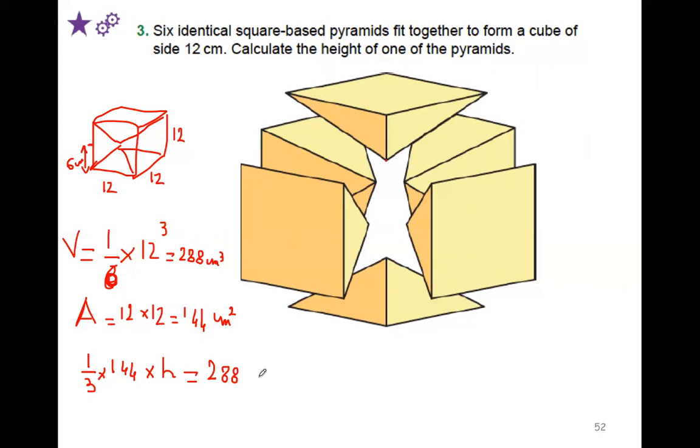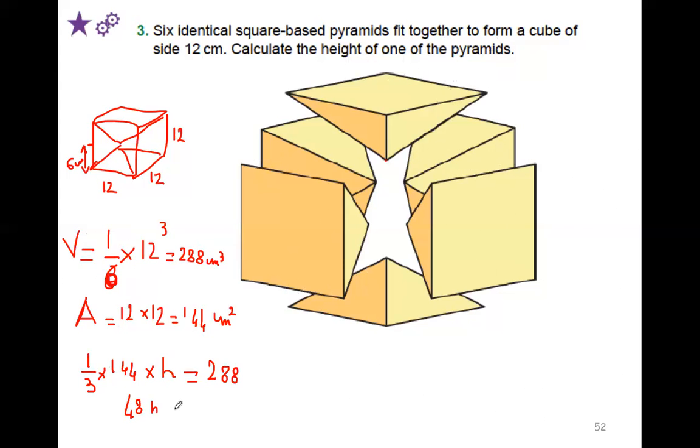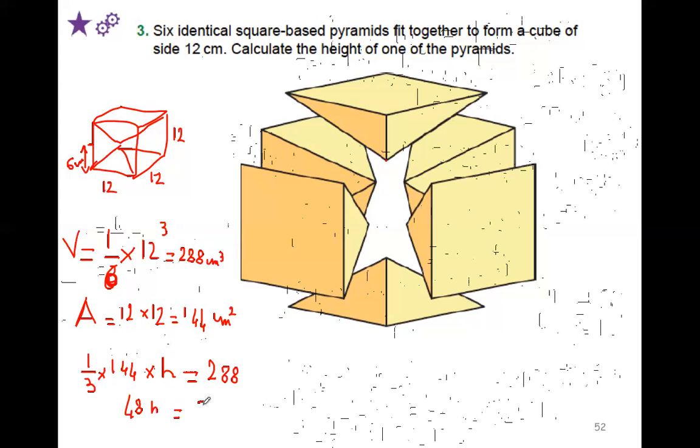So times 3 divided by 144. Yeah, so to be honest, I found the answer even without going through all this work. Because now that I've got a third of 144, 144 divided by 3, that is 48. So 48H equals 288. 288 divided by 48 now is my answer.